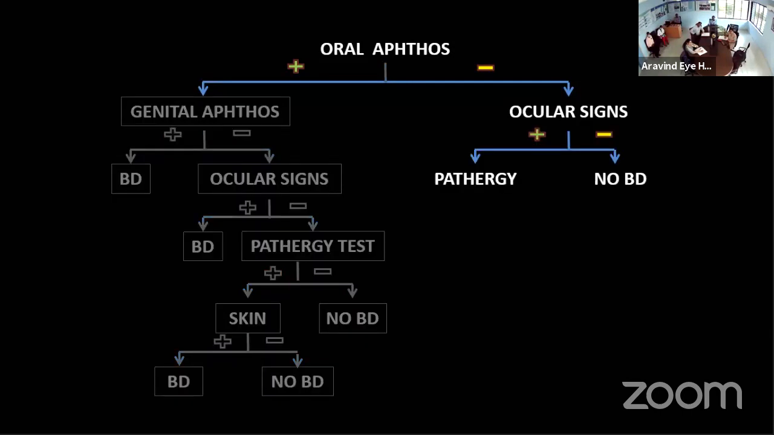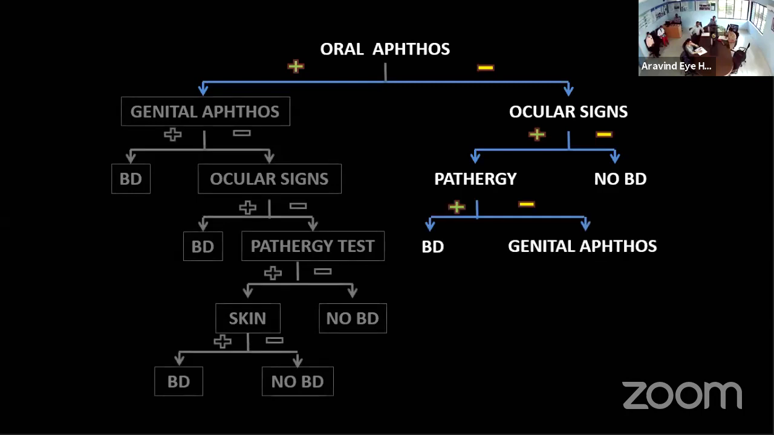So looking at the other arm, if there is an ocular sign, and the ocular signs are suggestive of Behcet's, definitely we will be looking for a pathergy test. If it is present, Behcet's. If it is absent, again go and look for the genital manifestations. If it is present, Behcet's is likely. If it is absent, there is no Behcet's possible. So this is one practical algorithm which we need to apply in real-time practice rather than all the Japanese criteria, international criteria, and Bechterew's. So I think this is one take-home message from this presentation.